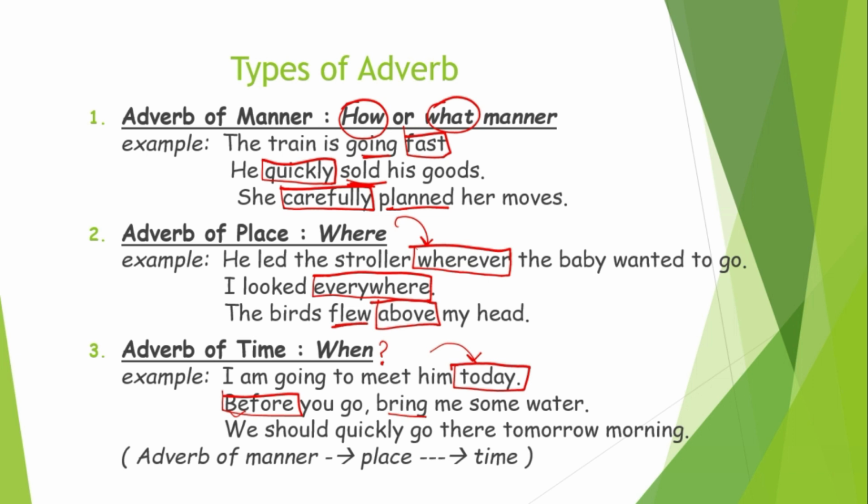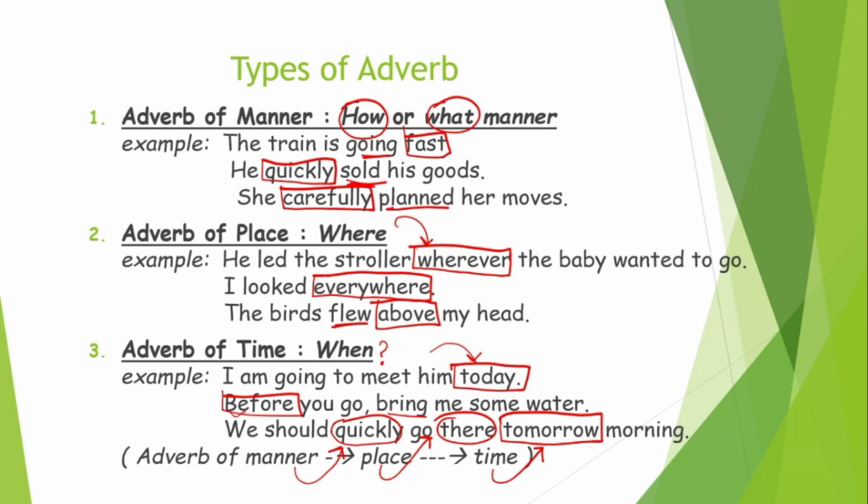Okay, when? Tomorrow. But if you see here, there are three adverbs in the sentence. One is quickly, one is there, and one is tomorrow. Quickly is which one? Adverb of manner. How should we do it? We should do it quickly. So this is the adverb of manner. Place: where? There. And time is tomorrow. So here there are three adverbs.